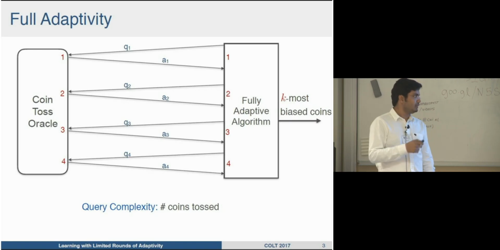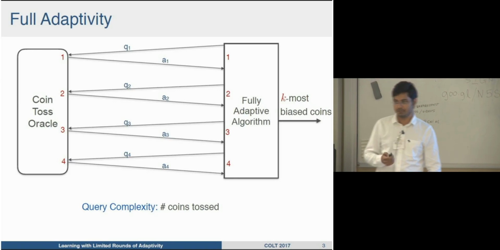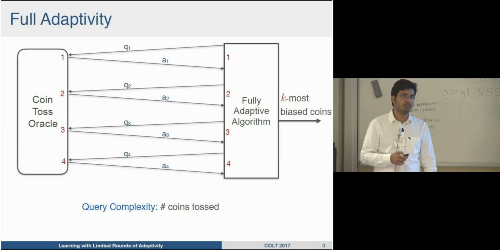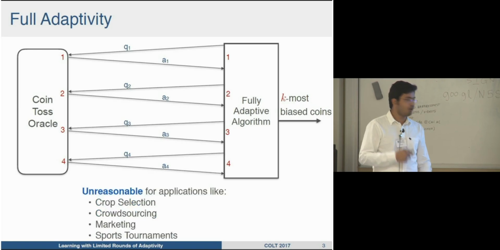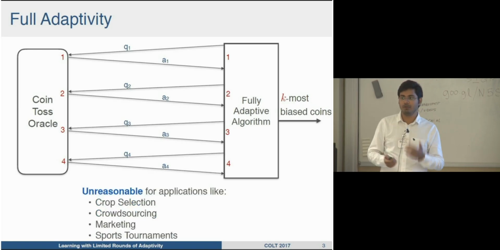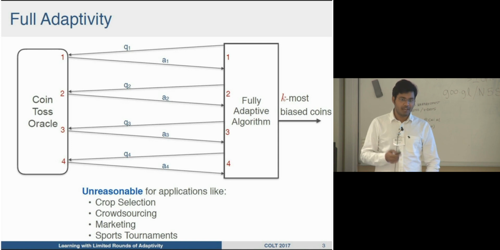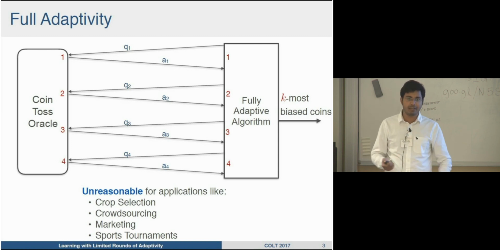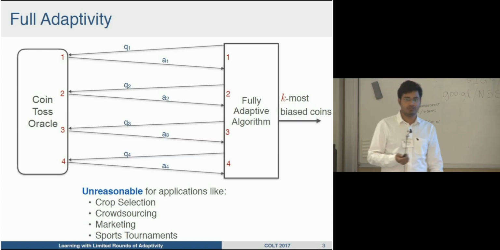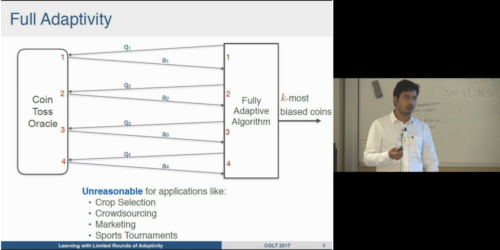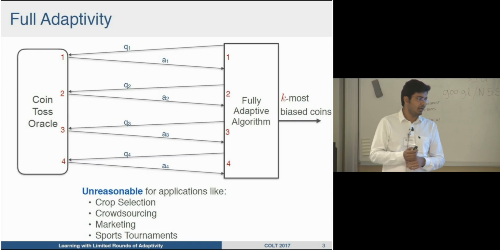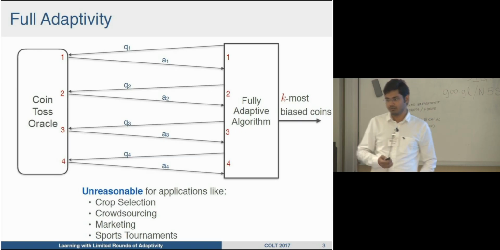Now note that each query is adaptively chosen based on all the previous answers, and hence the name full adaptivity. Now, it is very nice to have full adaptivity, but it is unreasonable in a lot of applications. Consider the following simple problem in crop selection. We have 100 different varieties of a single crop, and we want to identify the 2 best crops based on the average produce. Now, testing or querying a single crop takes one entire season, and it is unreasonable to wait for one entire season to test another crop.